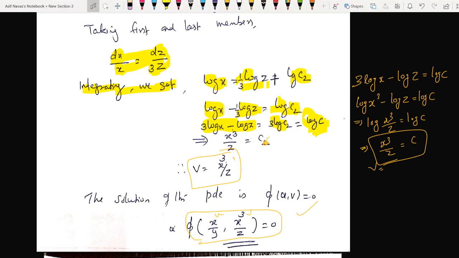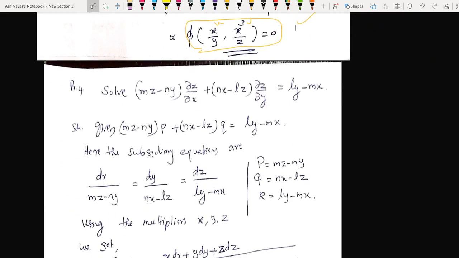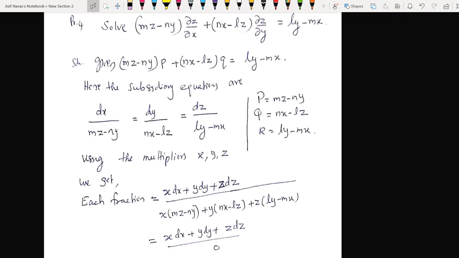Okay. Next problem, we will use the Lagrange multiplier method. Here, why will we use it? We cannot use the grouping method, because here there is z and y, here x and z, here y and x. So we don't get any two terms with a variable absent. The variable is not absent, so we cannot use the method of grouping here.